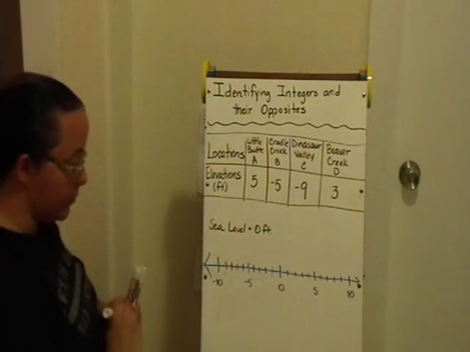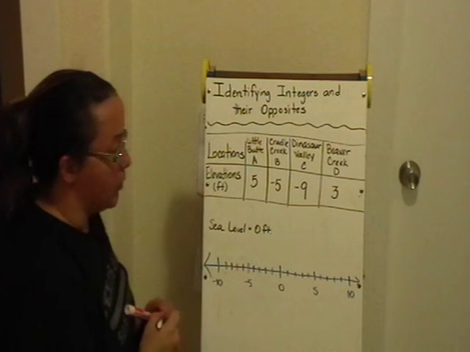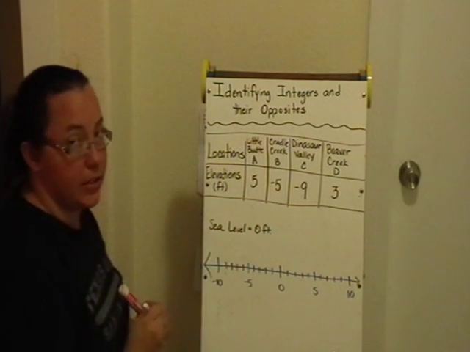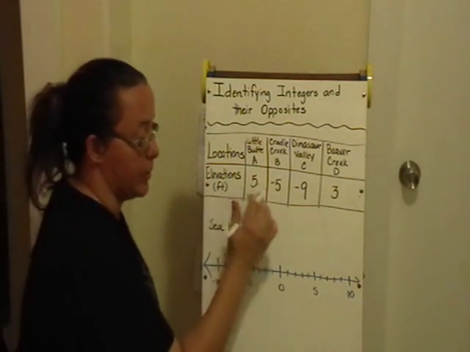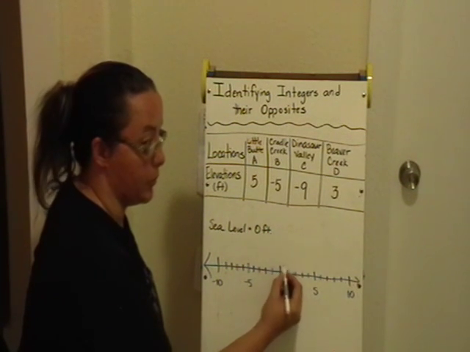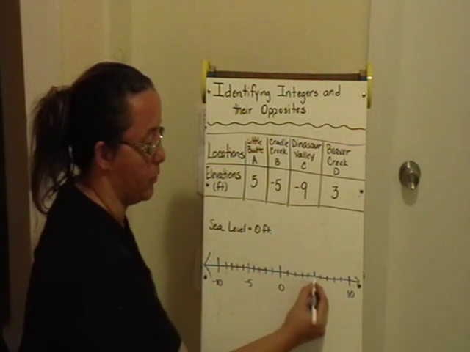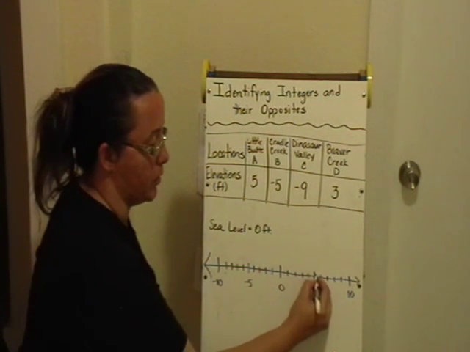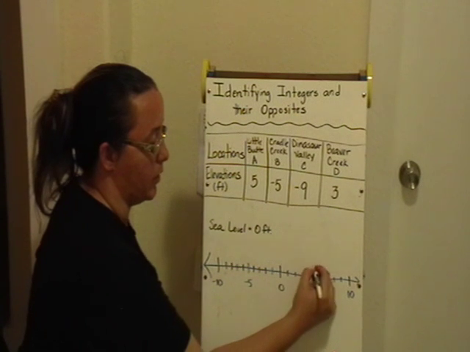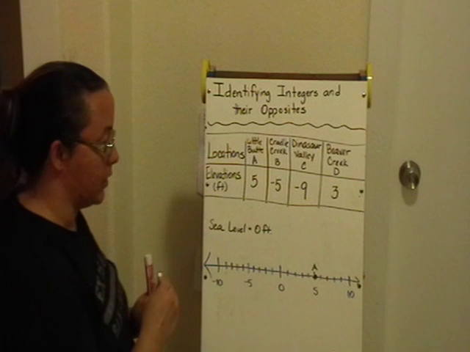Okay, so now let's graph point A. Point A is 5 feet above sea level. So this is a positive number, so it's going to be above 0. So we're going to count 5 units to the right. 1, 2, 3, 4, 5. So we're going to mark 5, and we're going to label that point A to indicate Little Butte.